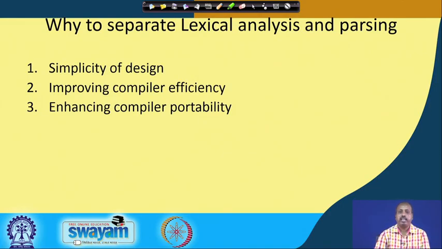Now, as I said, the lexical analysis phase and the parsing phase work hand in hand. So, why should we separate them into two different phases? Why not design the entire thing together? There are three basic reasons for doing it. First of all, simplicity of design. Actually, this whole compiler can be designed as a monolithic piece of program, where starting from the lexical analysis till code generation, or even code optimization, everything can be done together. But that will make the whole program very complex.